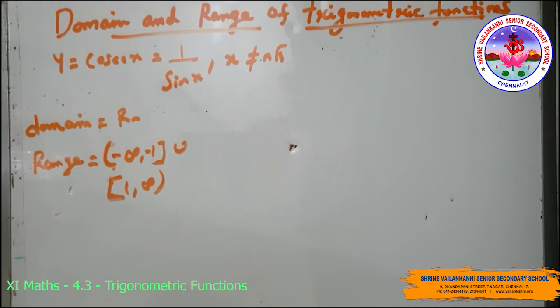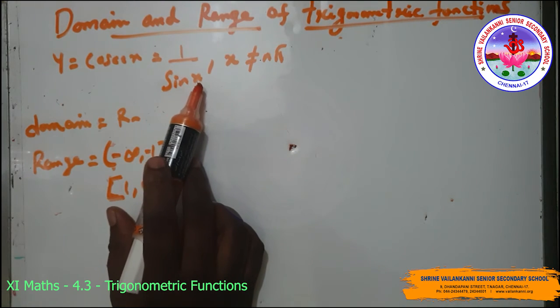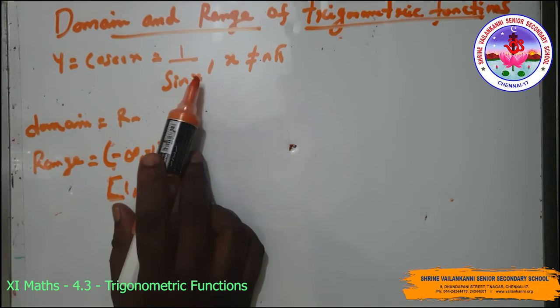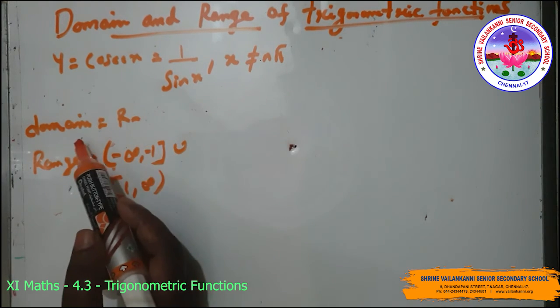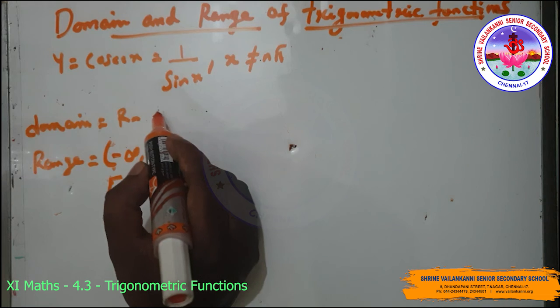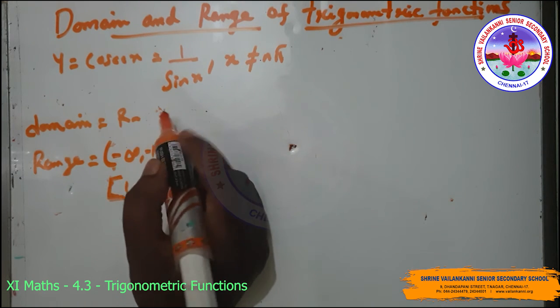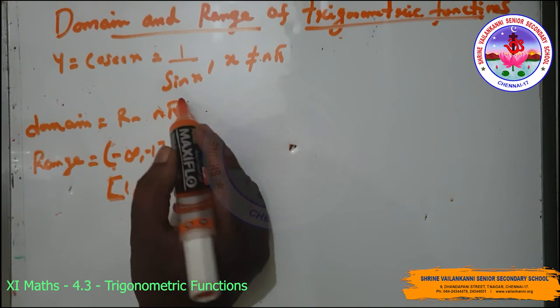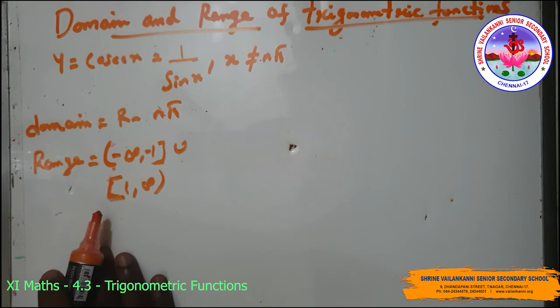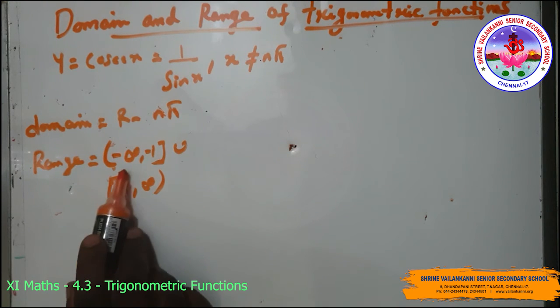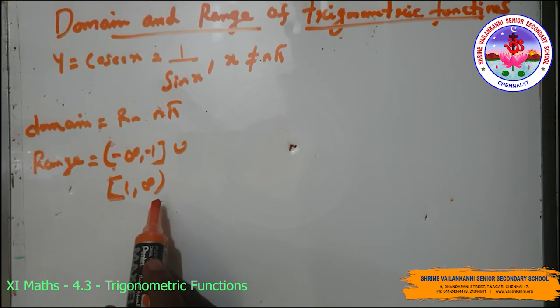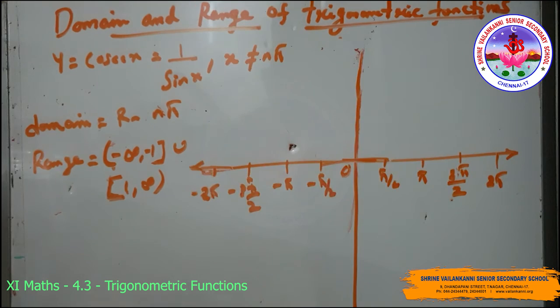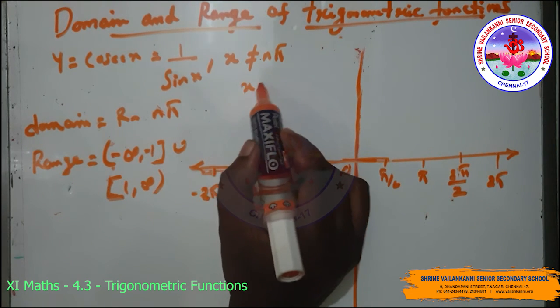So the next one is y equal to cosecant x. Cosecant x is 1 by sin x. So sin x is not equal to 0, but sin x is equal to 0 if x is equal to n pi. So x is not equal to n pi. The domain is all real numbers except n pi, so R minus n pi, and the range is just like secant x. It lies between minus infinity to minus 1 union 1 to infinity. So the graph of cosecant x is, here x is n pi.